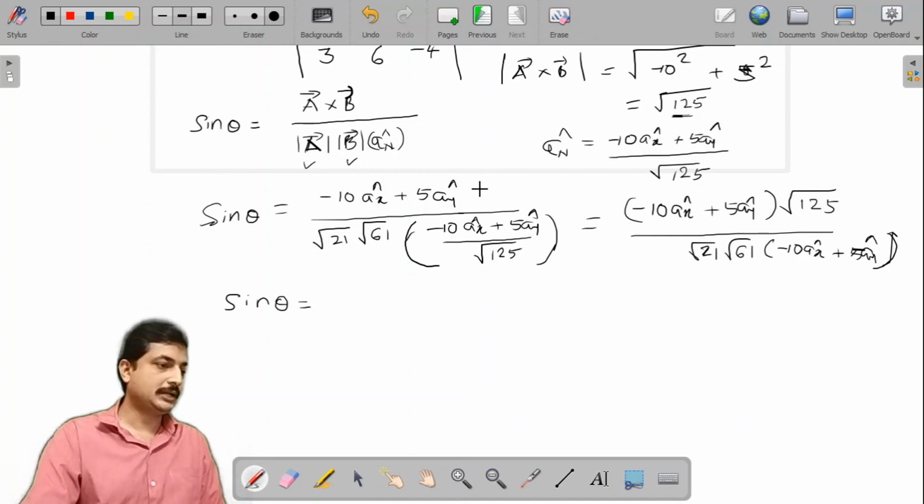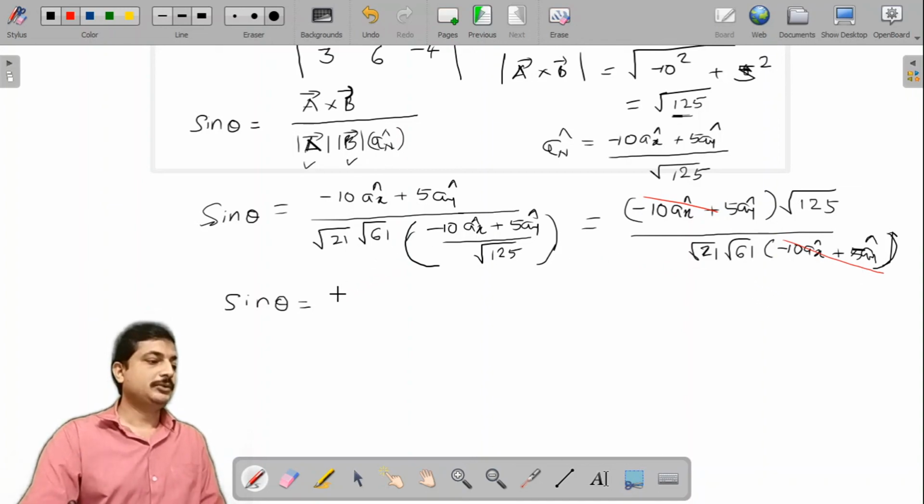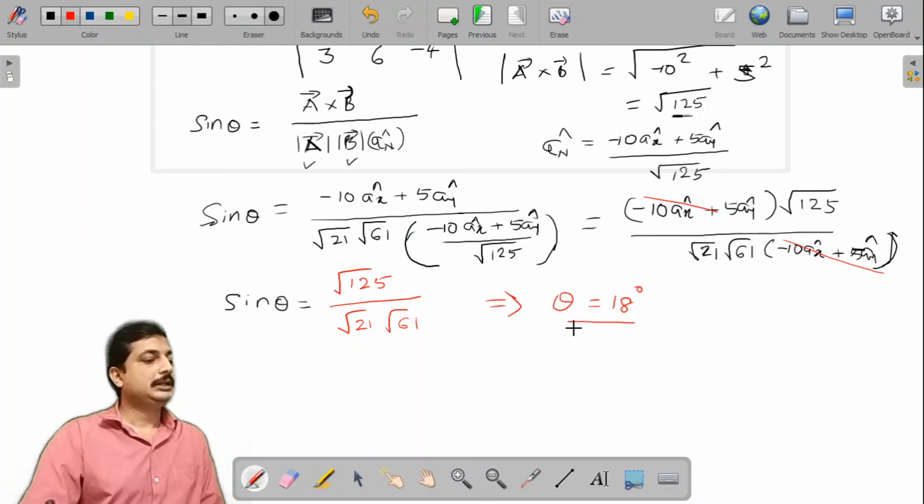I have just taken 125 to the numerator. So these two terms cancel, right? This and this are same identical terms, so you can cancel. So you end up with square root of 125 divided by square root of 21 square root of 61. So from this you can easily find that theta is approximately 18.